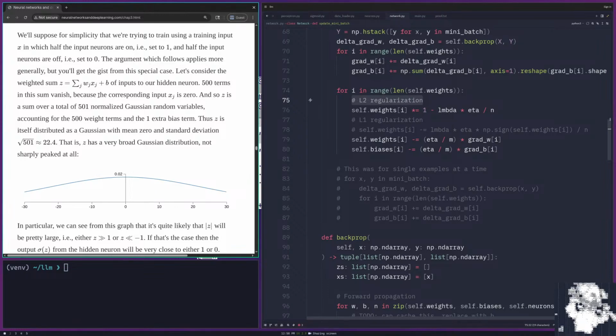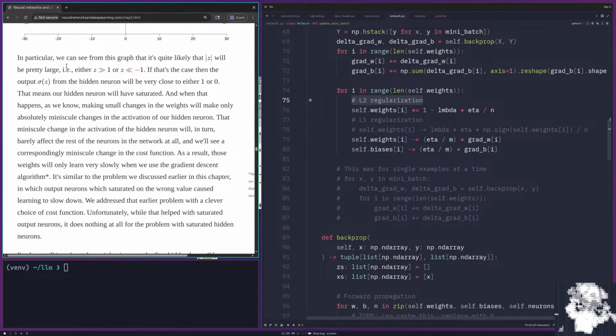500 terms in this sum will vanish because the corresponding input x_j is 0, and so z is a sum over a total of 501 normalized Gaussian random variables, accounting for the 500 weighted terms and the 1 extra bias term. Thus, z is itself distributed as a Gaussian with mean 0 and standard deviation square root of 501, which is approximately equal to 22.4. That is, z has a very broad Gaussian distribution, not sharply peaked at all. In particular, we can see from this graph that it's quite likely that the absolute value of z will be pretty large, i.e. either z is much greater than 1 or z is much less than -1.